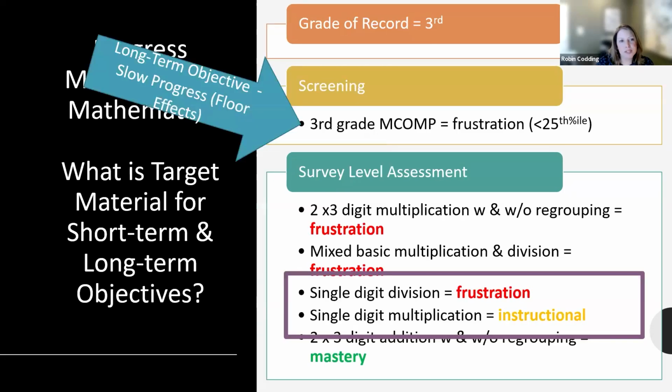So our long-term objective, which is going to have a lot of slow progress, so we're only going to monitor periodically, so maybe monthly, would be that grade level MCOMP. And then since they've already mastered the complex addition, we want to maybe focus on single digit multiplication and division, because those are the next two skills sort of in that scope and sequence.